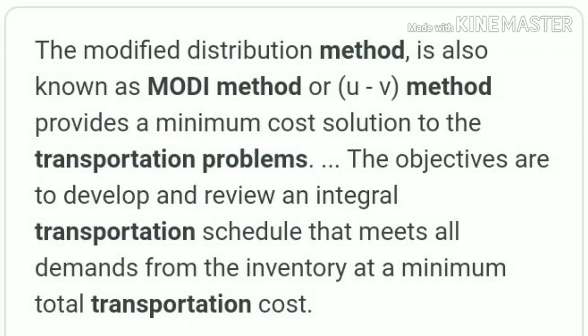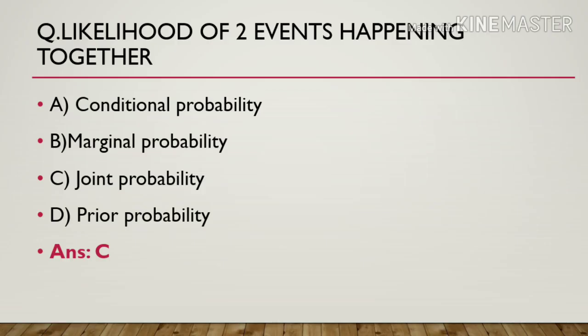Modi method, meaning modified distribution method, is an effective method of checking the optimality of the initial feasible solution. That's why Modi method is the answer, as the optimal solution can be verified by it. Understood? Moving to next question.